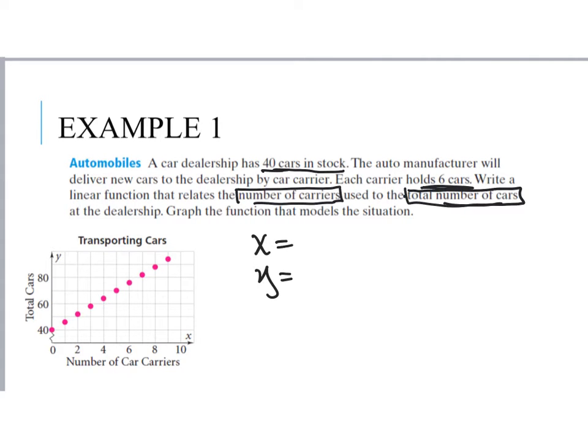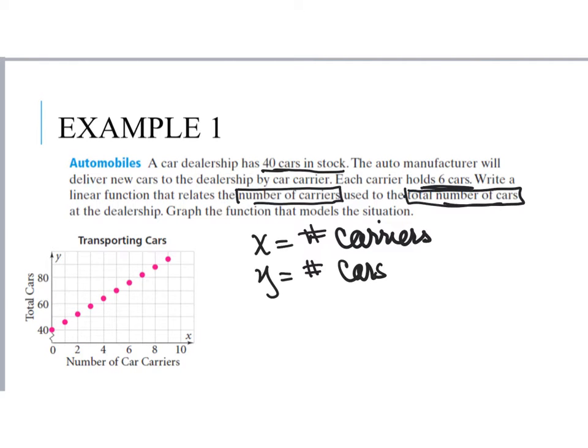Now, the number of carriers is going to directly affect the number of cars that are brought in. So the dependent variable, or the one that depends on the other, the number of cars, is going to depend on the number of carriers. So my dependent is going to be my y value, the number of cars that we have in the parking lot at the dealership, and then x is going to be the number of carriers.